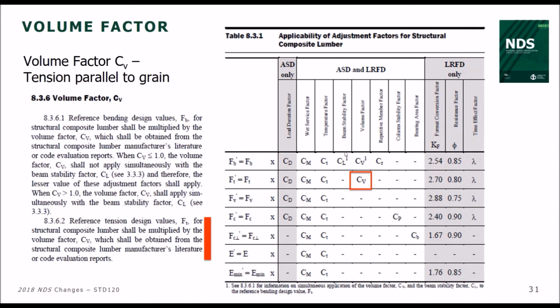And another minor change has to do with this footnote I, referencing the footnotes. It used to be up in the column, but since we added this volume factor for the tension parallel to grain, we had to clarify that footnote I only applies to the bending. And that just has to do with determining the volume factor versus the beam stability factor, that there's a difference between the two and they're not combined. There's some criteria for that.